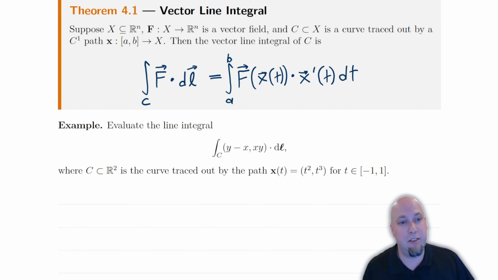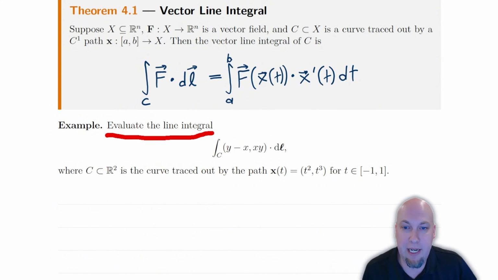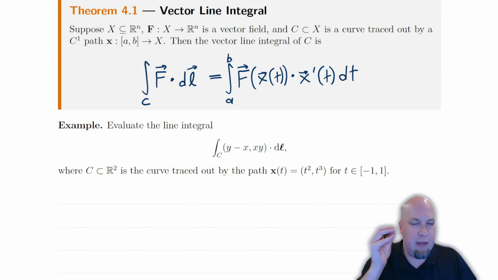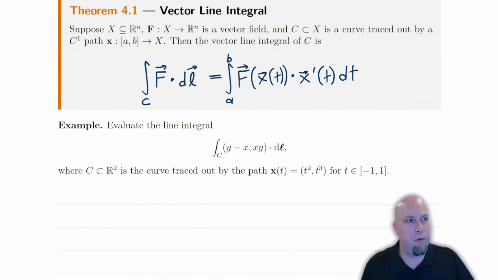Let's do one computational example here and then wrap up. So let's practice using this formula. Let's evaluate the vector line integral over some curve. Here's my vector field, y minus x comma xy. That's my F, dotted with dL. Here, I didn't specifically say vector line integral. I just said line integral. And you can figure out from which notation is used which type of line integral you've got to compute.